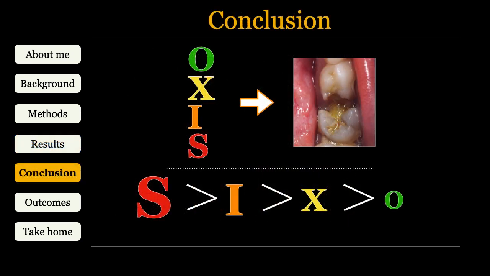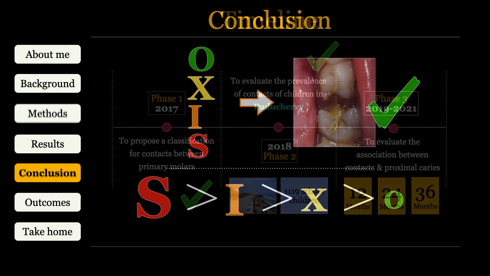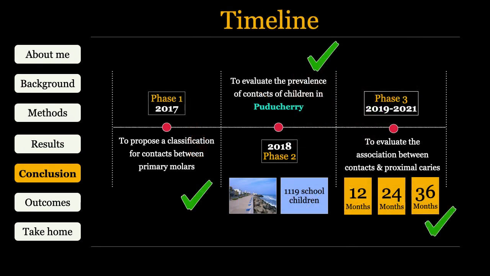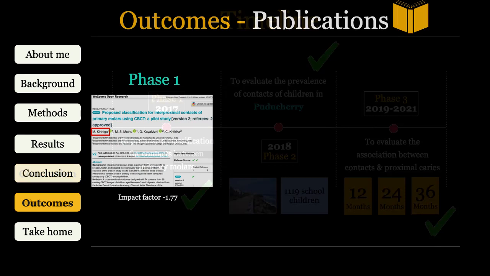So to conclude, OXIS is a risk factor for proximal decay, and has been discovered as a new risk factor. The order of susceptibility was S contact, followed by I contact, followed by X contact, and followed by open contact. And this marked the success of the phases of the project at the planned timelines.